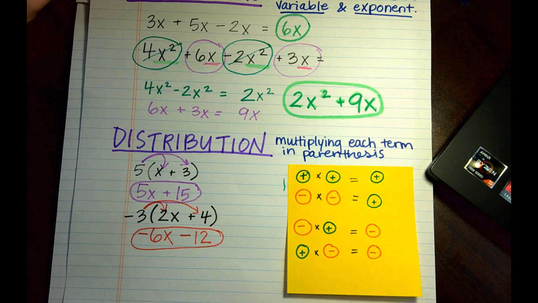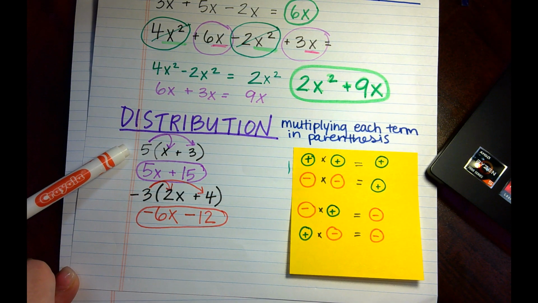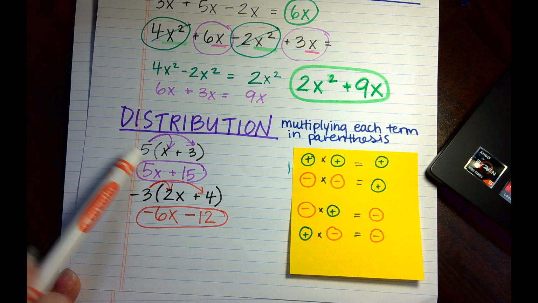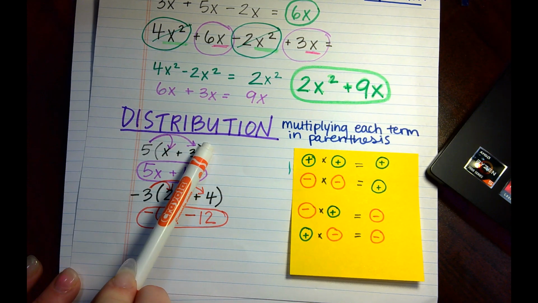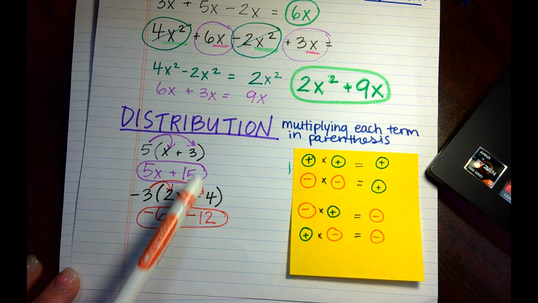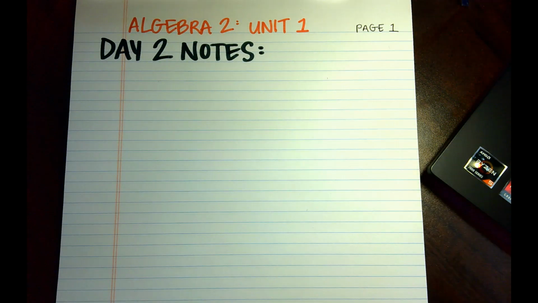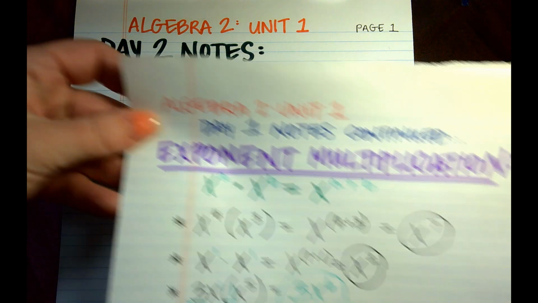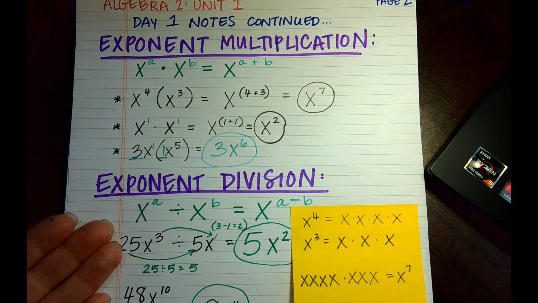Then we talked about distribution, which is just telling us what to do whenever there's a number outside of the set of numbers in parentheses, which is multiplying 5 times x, 5 times 3, 5x, 15. Simple stuff. But again, I will happily make copies. And then the last thing we talked about was just these two things, exponent multiplication and exponent division.